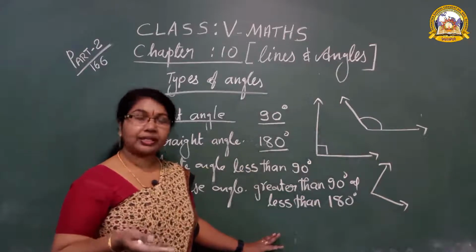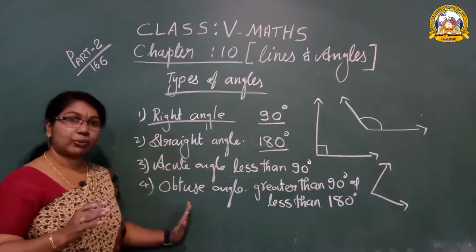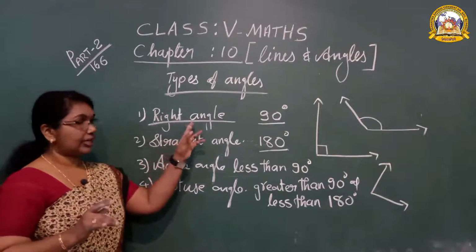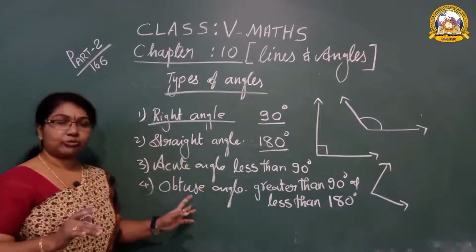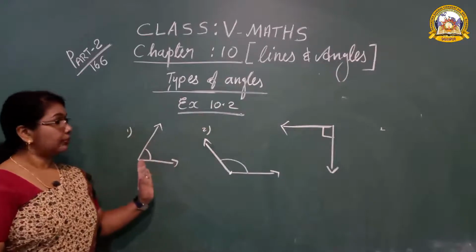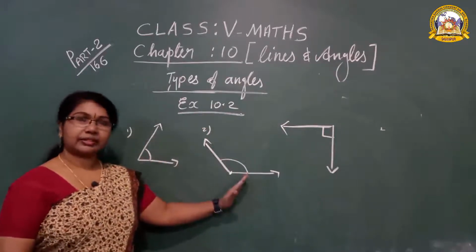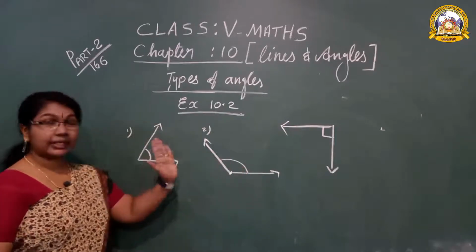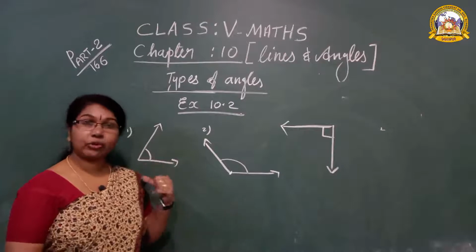Again, more are there that you will study in the 6th class. This year you are studying how many types of angles? 4. Right angle, straight angle, acute angle, obtuse angle. Exercise 10.2. First question, you have to give different colors. Just you have to understand by seeing the picture. Without measuring, you have to understand what's the type of this angle.